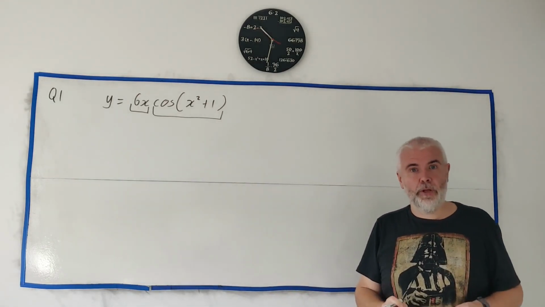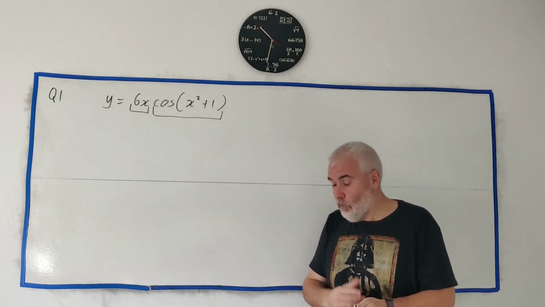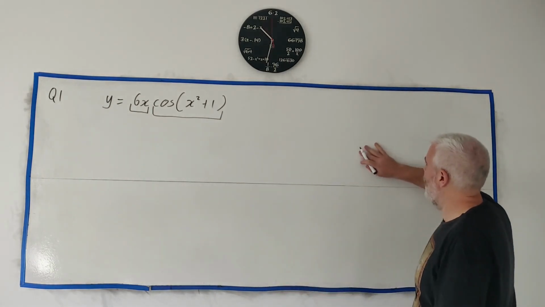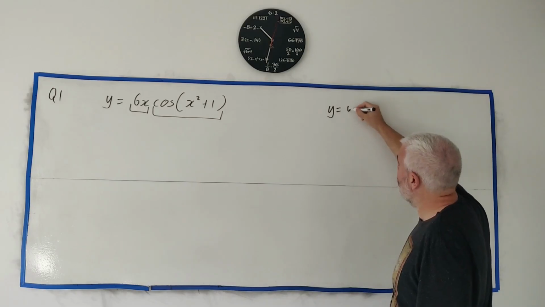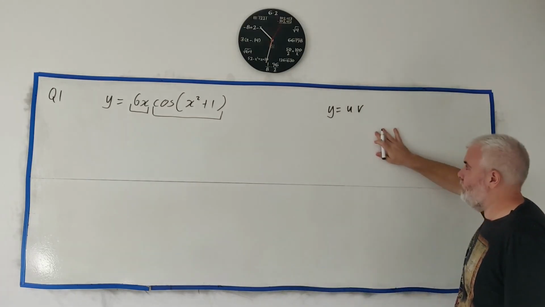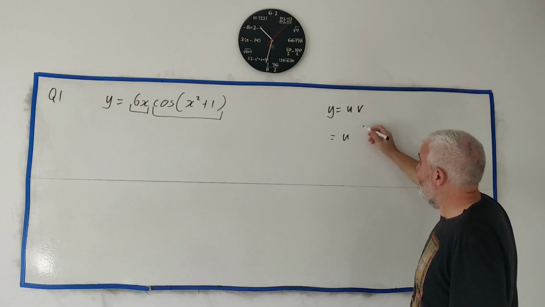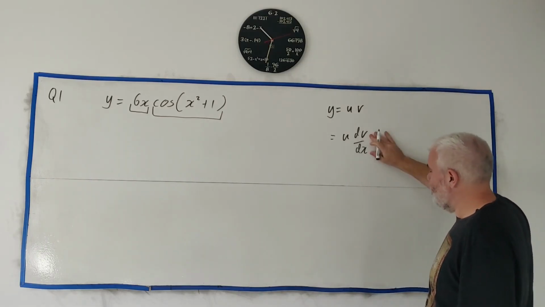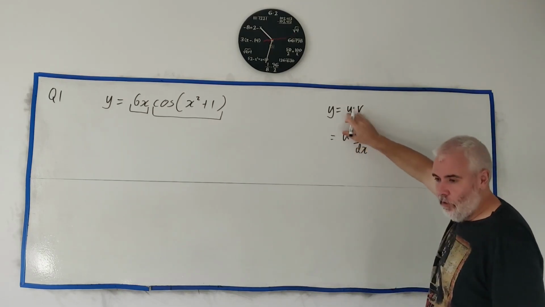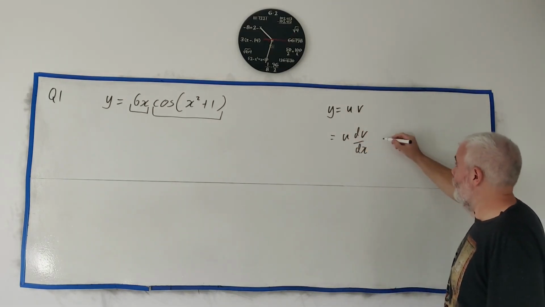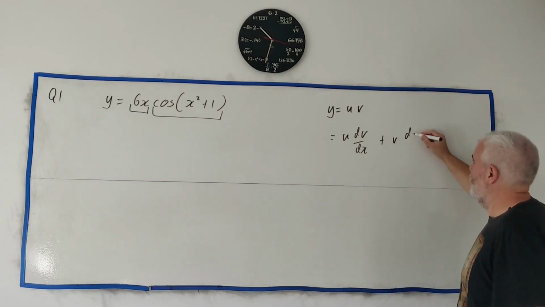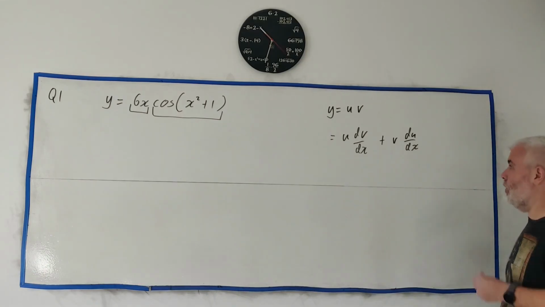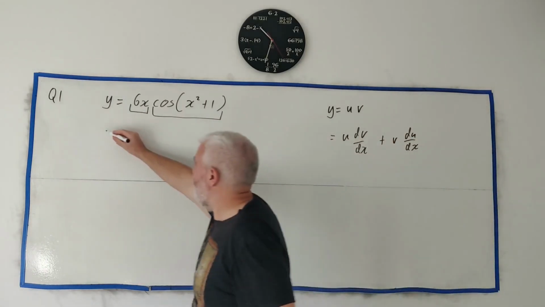When two things are multiplying and you want to differentiate, one of the most common ways is to use the product rule. The product rule tells you if y is equal to two things multiplying, u times v, then the answer is: leave one of them alone, u in this case, and differentiate the other one, dv. So first one left alone multiplied by the derivative of the other one, plus the second one left alone multiplied by the derivative of the first one. So that's what we're going to do here. Let's jump into it.